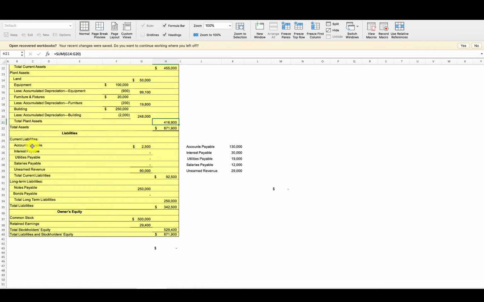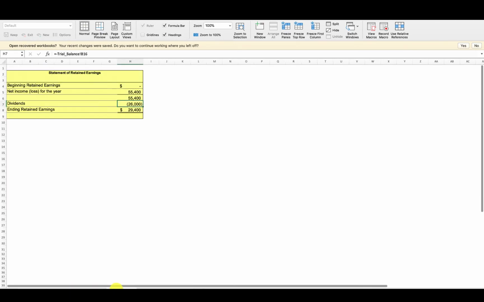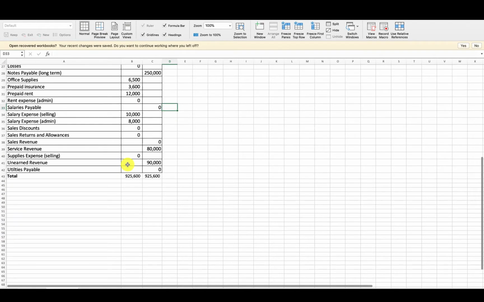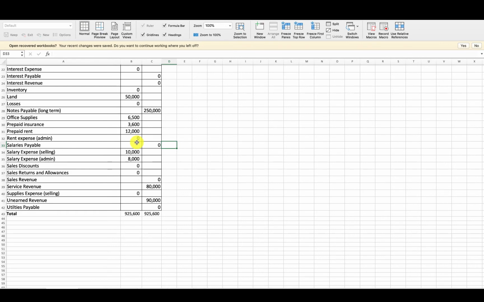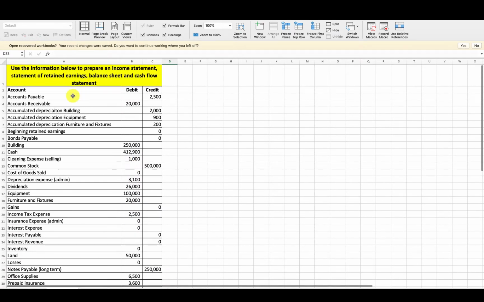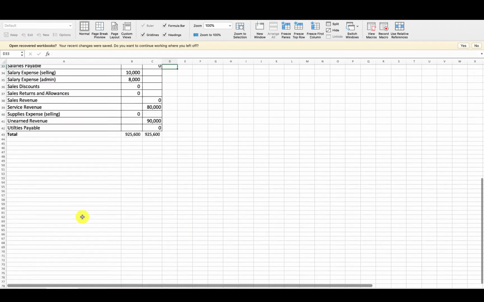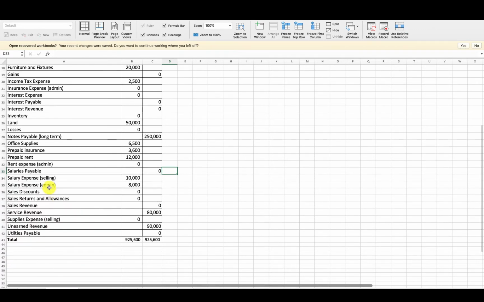Okay, we go to liabilities. Again, you go to the trial balance for each one of these: accounts payable, interest payable, utilities payable, salaries payable, unearned revenue. When you go to the trial balance, you'll find there's no interest payable, no utilities payable, and salaries payable is 0, so you don't bring those. Accounts payable has 2,500, so we bring that over. And then we have unearned revenue. Unearned revenue is a liability, it's 90,000, so we bring that over.